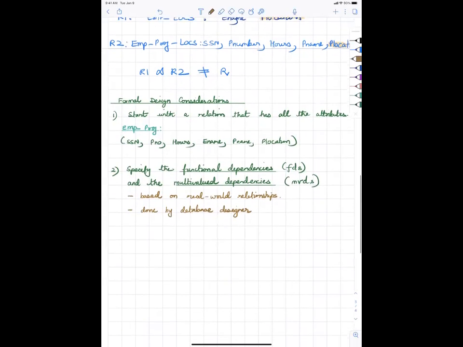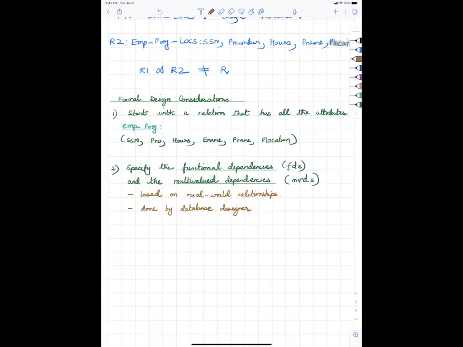Okay, and all of this is based on real world relationships. It's input by the database designer. I think "done by" doesn't make that much sense, so let's say input. And it is also a property of the data, because that's why I said that you can look at the data and see some of these relationships. So it's the property of the data.